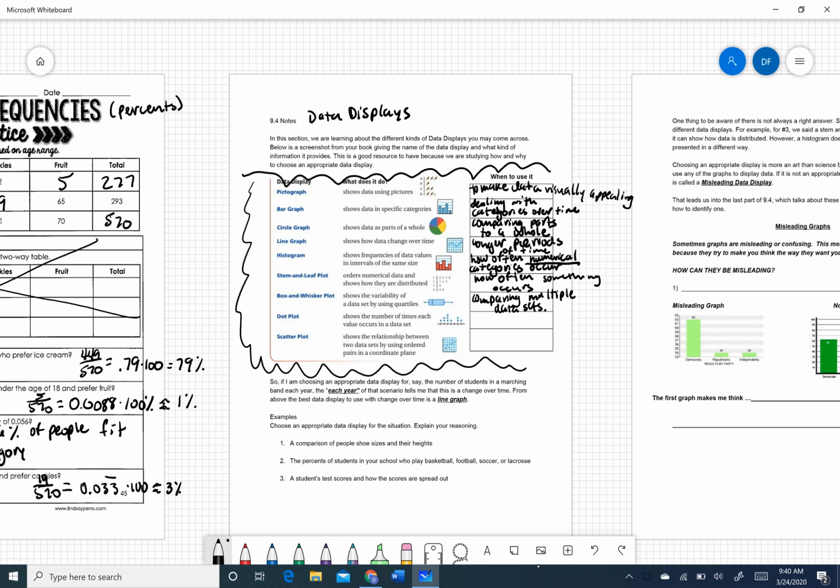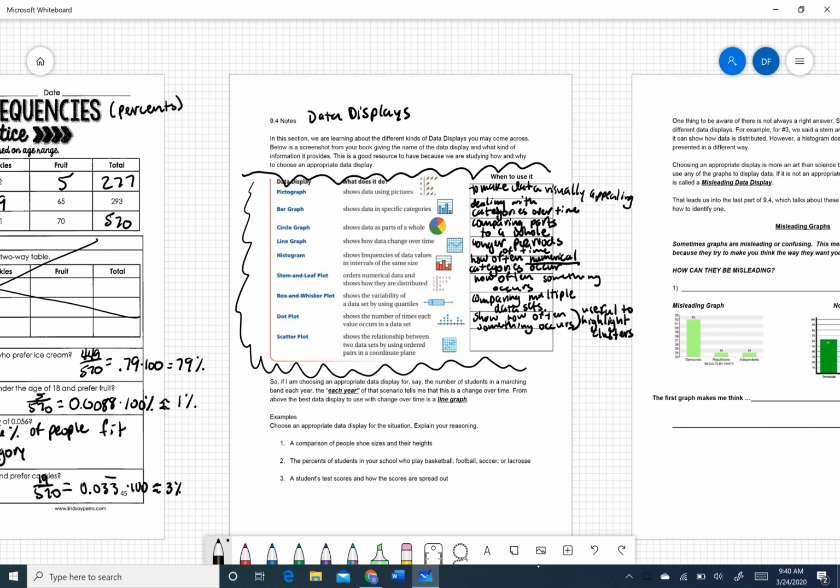All right. So next we have a dot plot, and so this shows the number of times each value occurs in a data set. So again, it's used to show how often something occurs, right? And so this is actually more useful to highlight clusters of data or gaps, right?